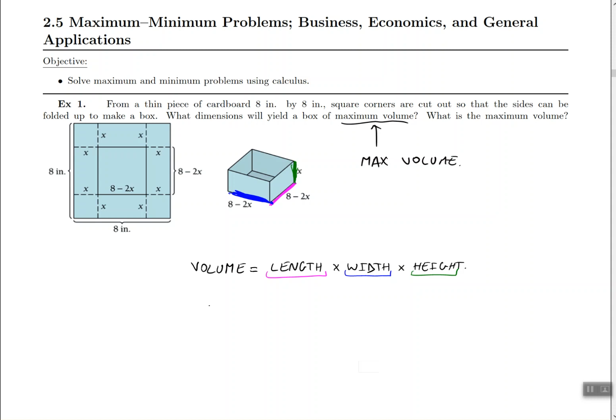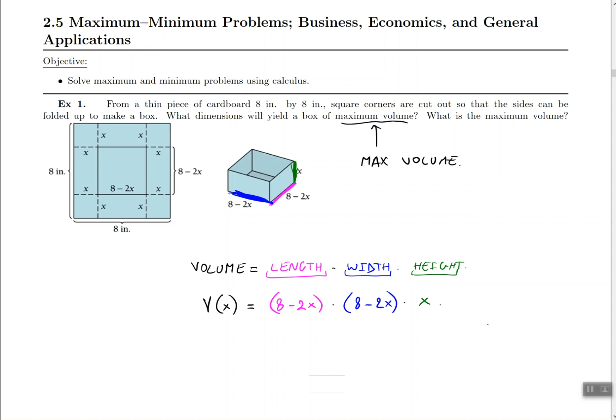So I'm going to make a formula. The volume in this problem is going to depend on the letter x. That's the letter I'm seeing in all the pictures. The length is going to be 8 minus 2x, so I'm going to write that down, and the width is going to be 8 minus 2x again. I'm going to write that down, and the height is automatically x. I'm going to go ahead and write it down. Okay, so there we go.